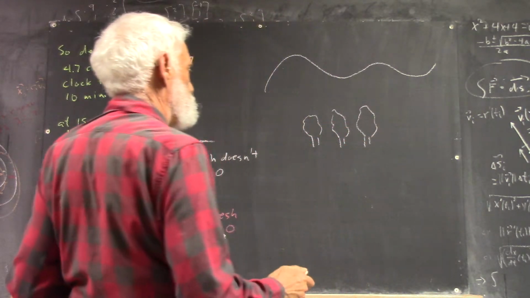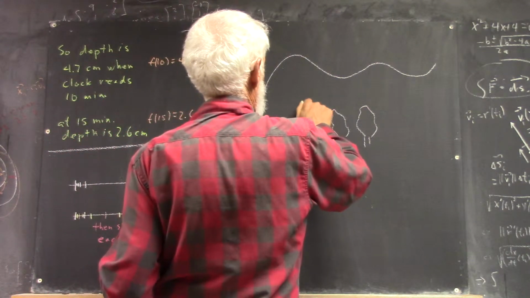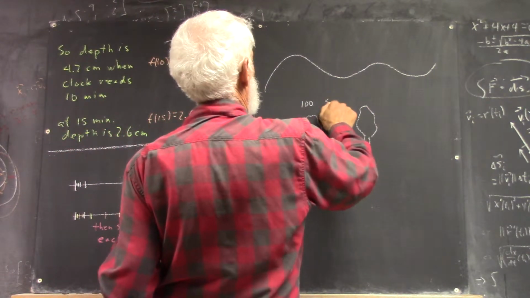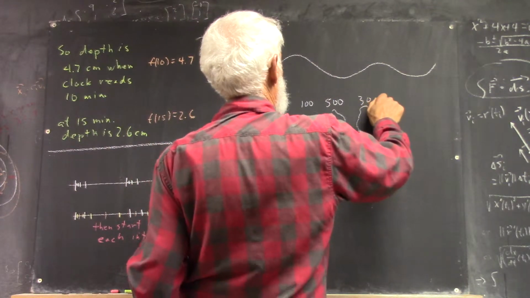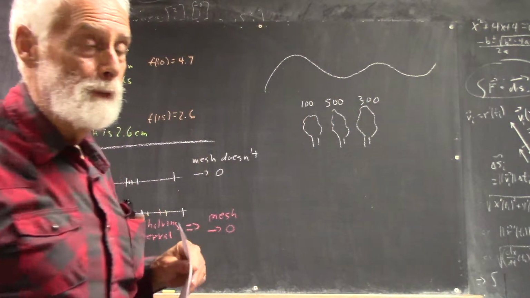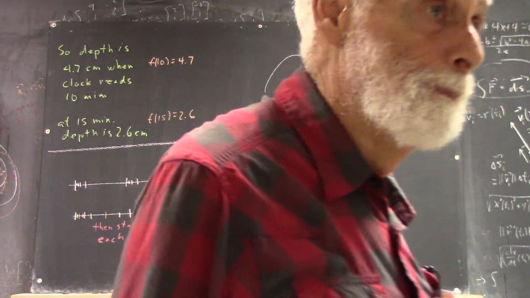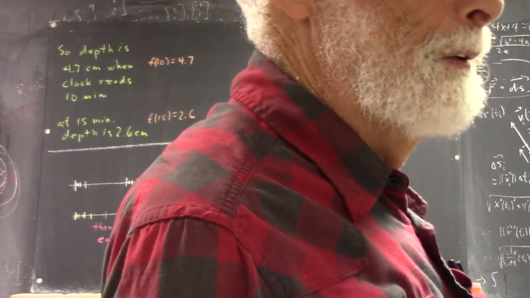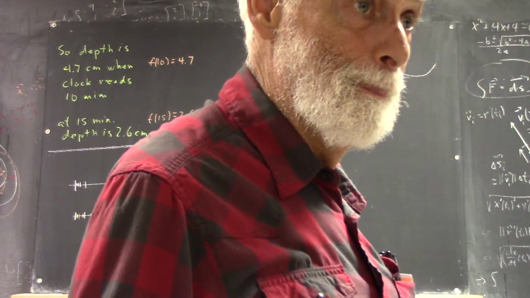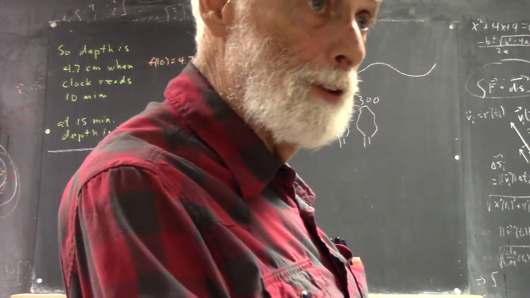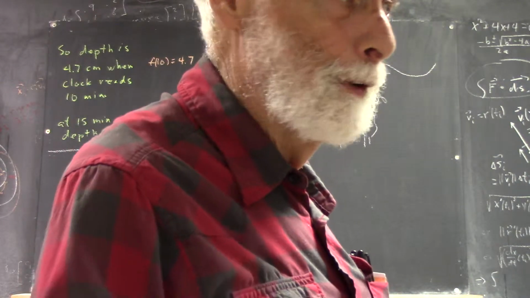I'm just going to do 3 trees. I'm going to say there are 100 on this one, 500 on this one, and 300 on this one. Every tree is going to lose 10% of its bugs to each of its neighbors. Of course, there's only one tree that has more than one neighbor, right? They're in a line, yes.